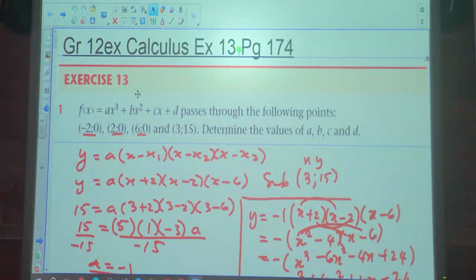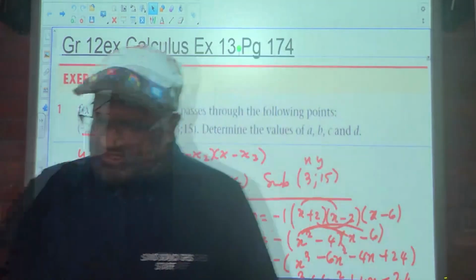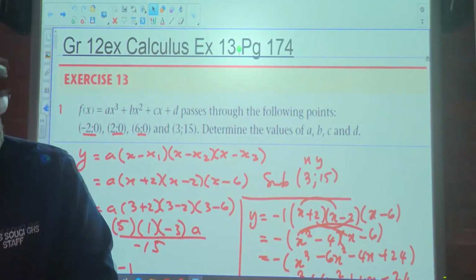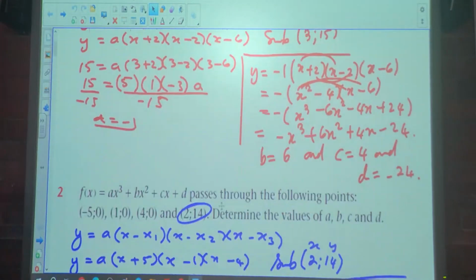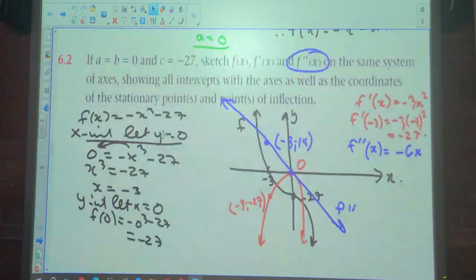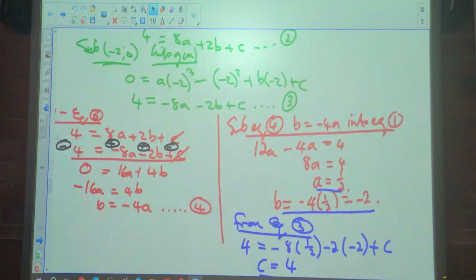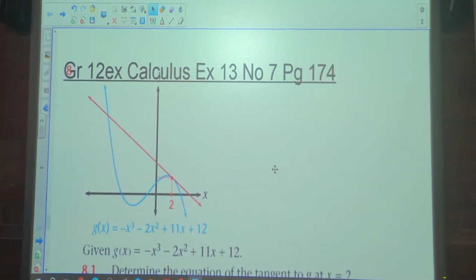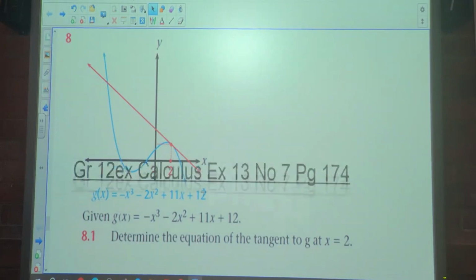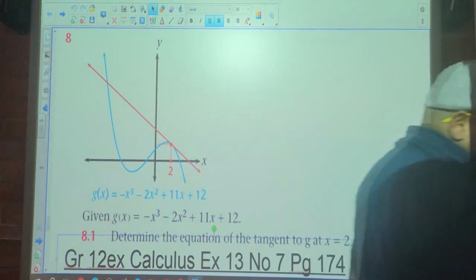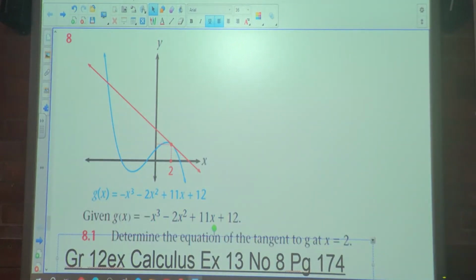Okay, good morning class. So today we're looking at calculus. I think we have 3 questions left with regards to exercise 13. So just follow in the answers if I miss anything. Question 8, exercise 13, number 8.